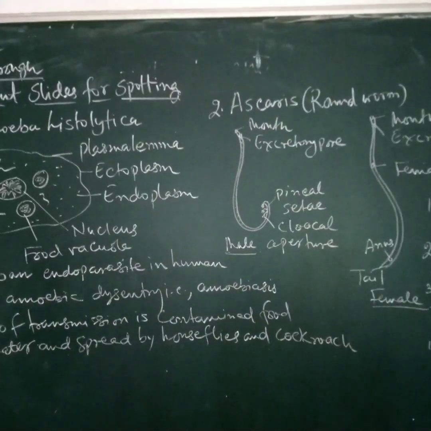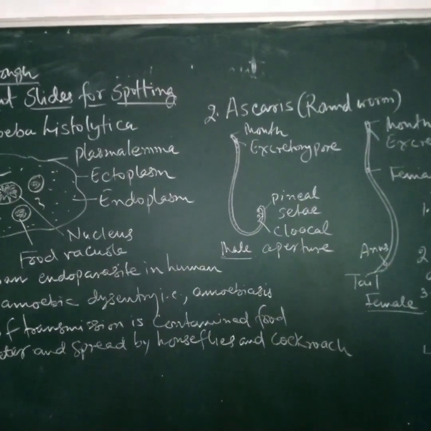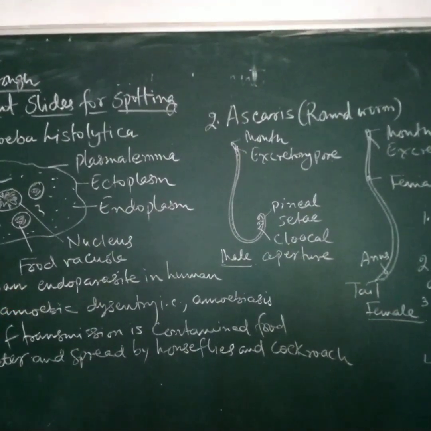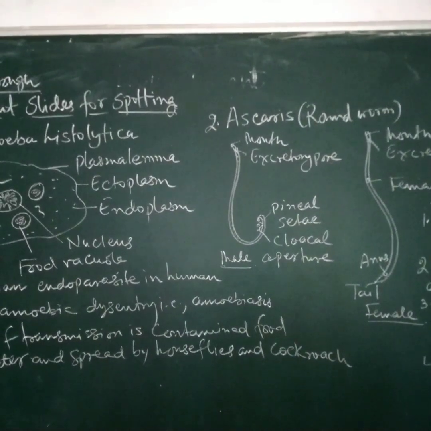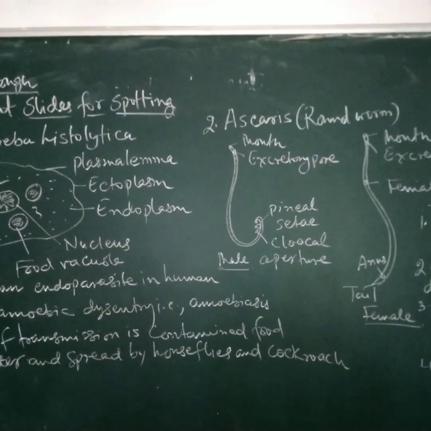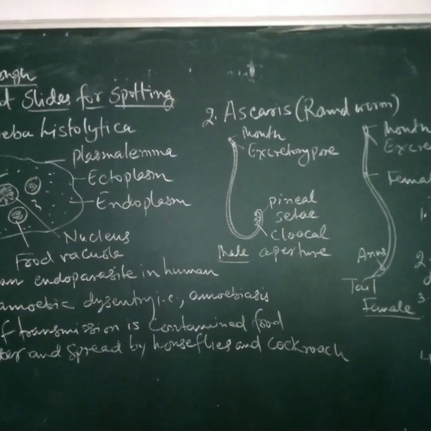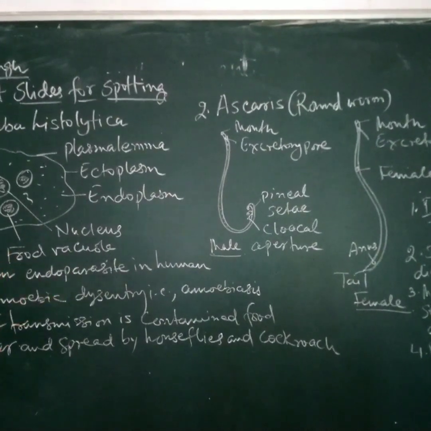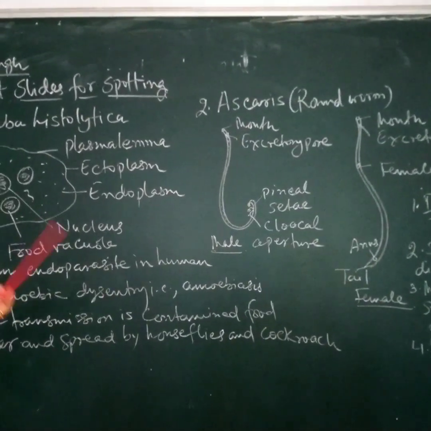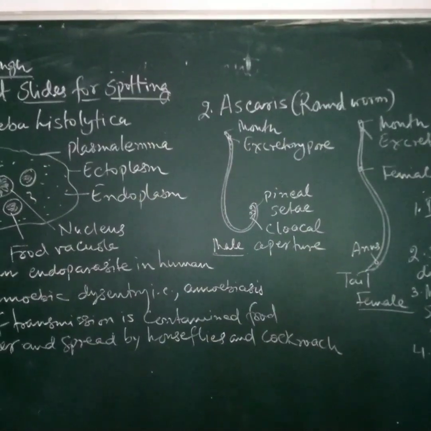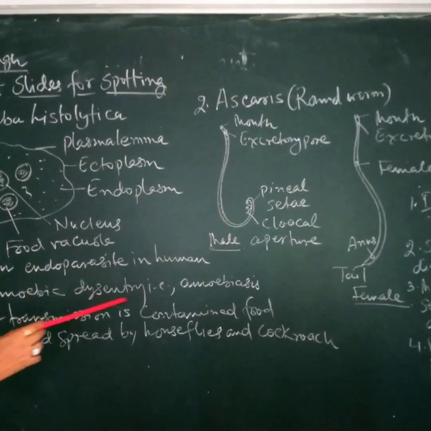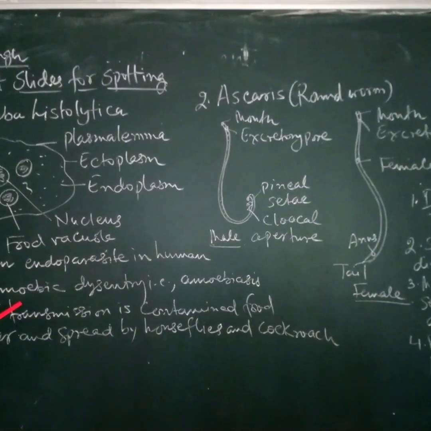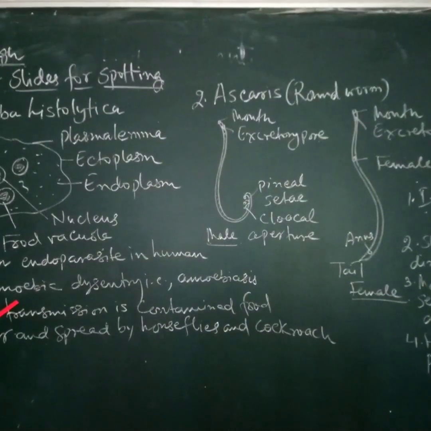Now the Entamoeba histolytica, the slide is not present. Entamoeba histolytica is also an endoparasite in the human, and it is caused by contaminated food and water. It is also transmitted when the housefly or the cockroach visits the contaminated food and then visits the fresh food. The infection caused is called amoebiasis, where the person suffers from bloody dysentery, bloody stool or loose stool.